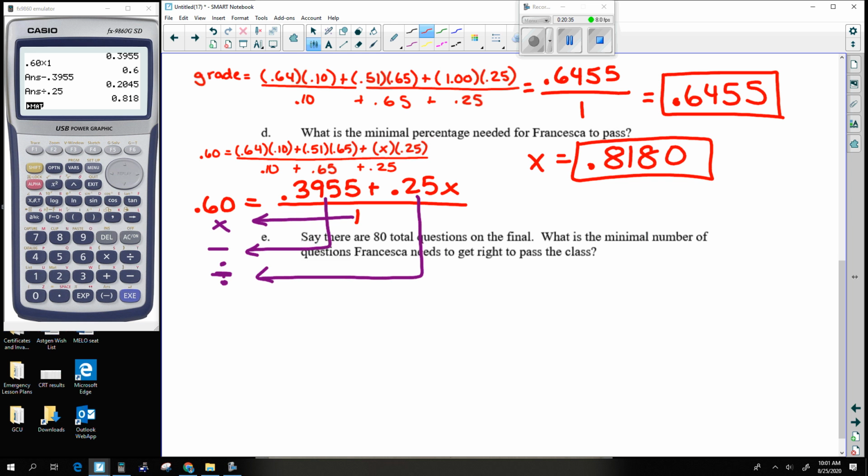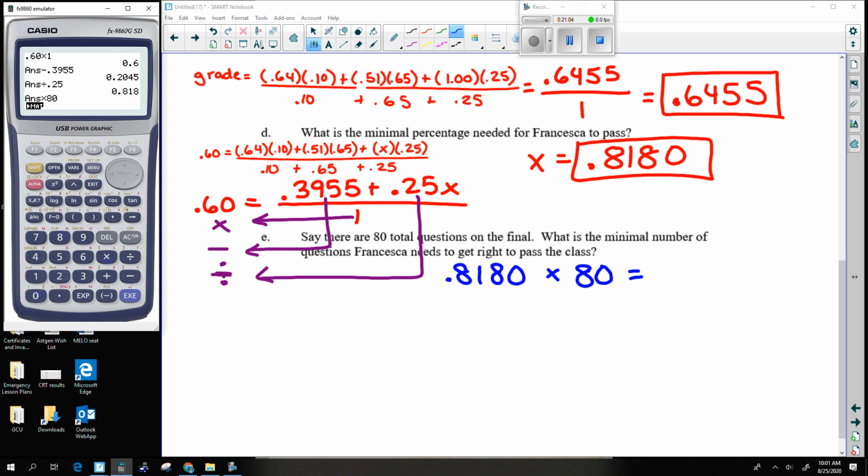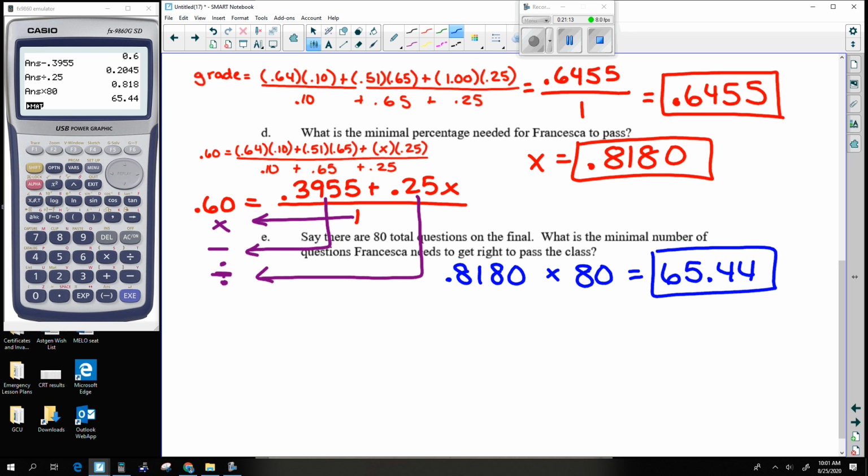So Francesca has to get an 81% on the final. That's the smallest percentage possible for her to pass. She has to get 81% on the final. Okay. So last but not least, there's 80 questions on the final. How many of them does she have to get right to pass? Well, she has to get this percentage of 80 questions. So she has to get 65.44 questions correct. Partial credit or something.